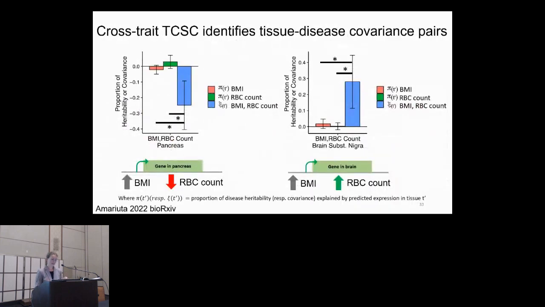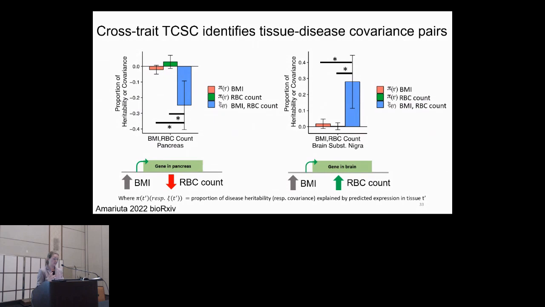All right, and then the last real trait result that I want to show is applying cross-trait TCSC. So this is using TCSC to partition the genome-wide covariance of two traits or diseases. And what we've shown here is that the two traits of interest are BMI and red blood cell count.